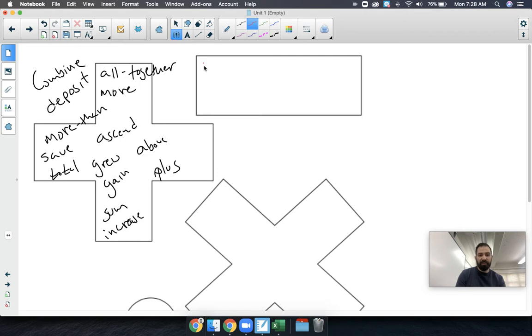Subtraction, you might see things like minus. That's an easy one. We know that. You might just see subtraction. Take away is another good one for it. Again, you might have some of your own that you can come up with and put them in here. Opposite of increase is to decrease. You might have fewer, less than. Working with money, taking it out of the bank, withdraw.